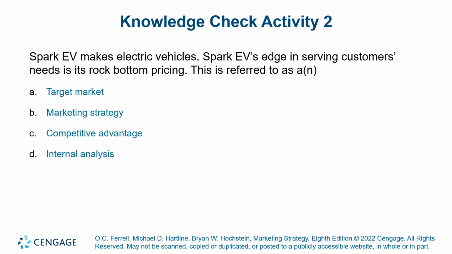Let's have another quiz or knowledge check activity. Let's look at the company called Spark EV, an electric vehicle company. The company makes electric vehicles. Spark EV's edge in serving customers' needs is its rock bottom pricing. This is referred to as what? A target market, a marketing strategy, a competitive advantage, or internal analysis. I want you to pause here for a minute or two, and then continue.